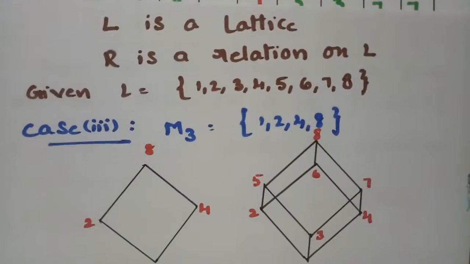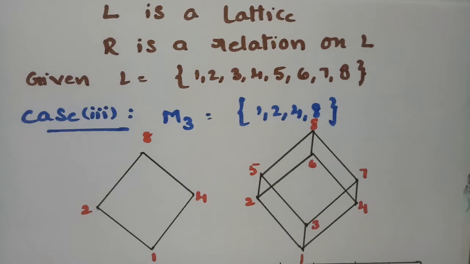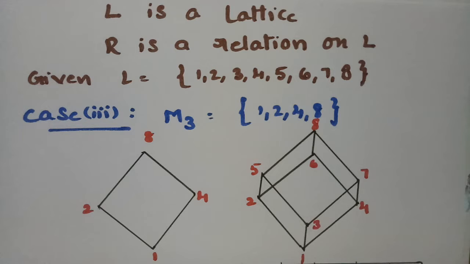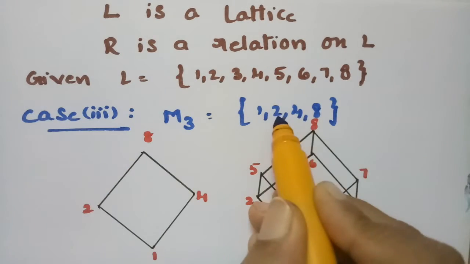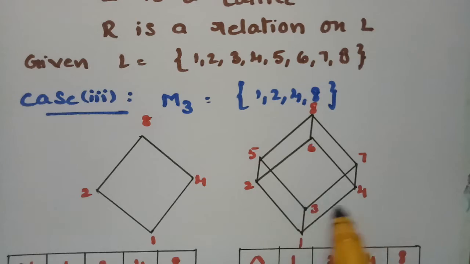And next, coming to case 3. Here L is a lattice and R is a relation on L. L is the main set 1, 2, 3, 4, 5, 6, 7, 8. Here I have taken M3, the subset 1, 2, 4, 8. This is the main Hasse diagram: 1, 2, 3, 4, 5, 6, 7, 8. Here 1 is needed, so I wrote 1 here.